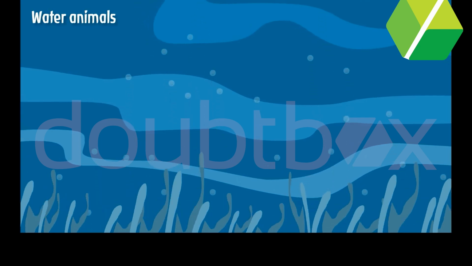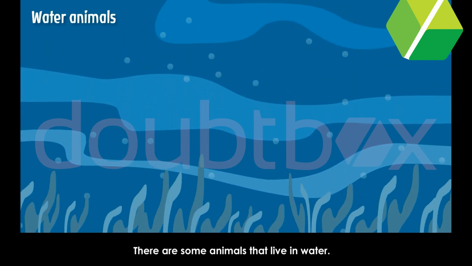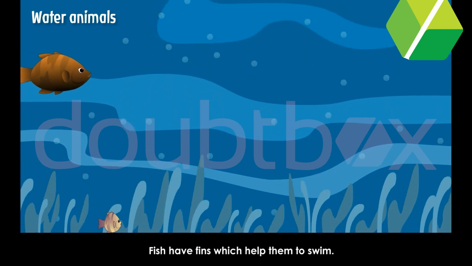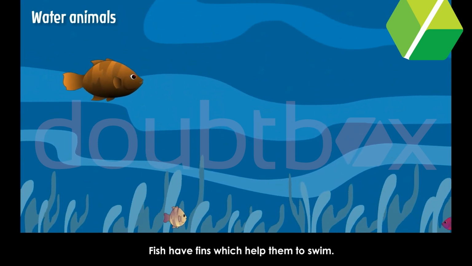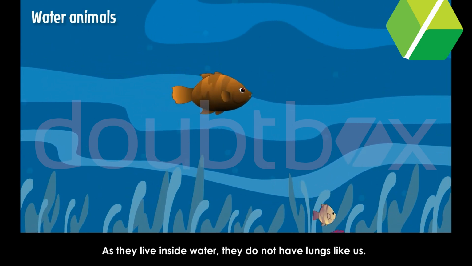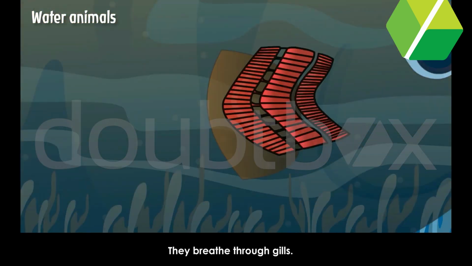Water animals. There are some animals that live in water. They are water animals. Fish have fins, which help them to swim. As they live inside water, they do not have lungs like us. They breathe through gills.